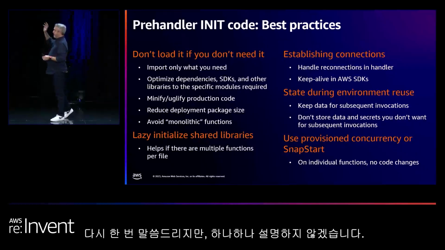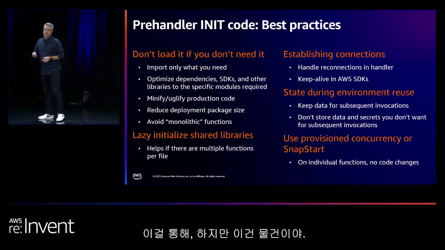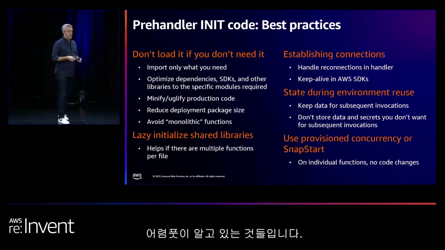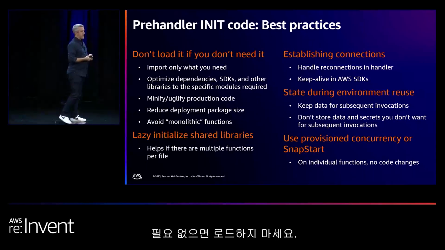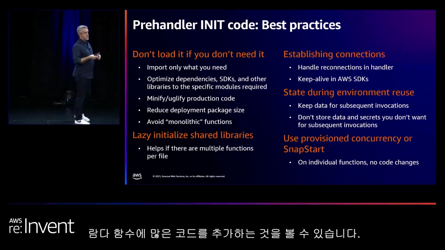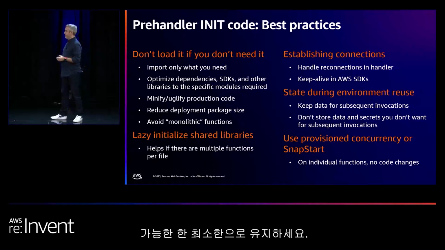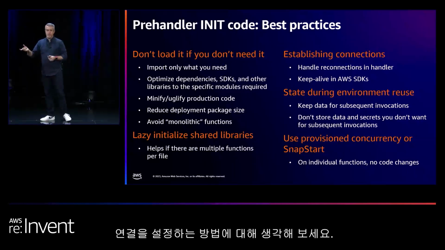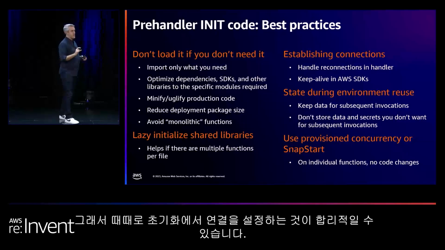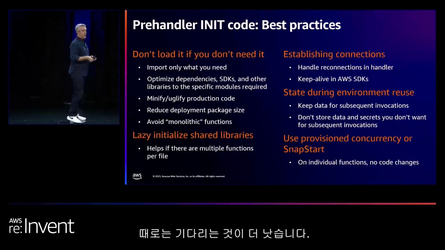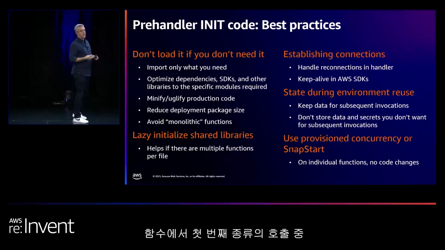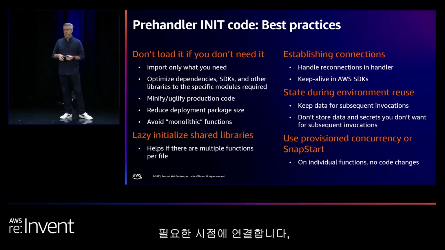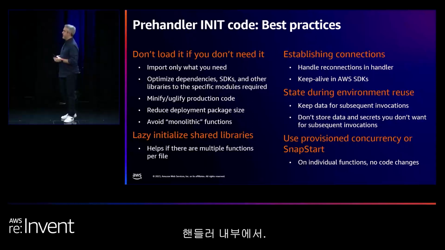Now, we've got a bunch of other guidance here for what to think about in that init pre-handler code. I'm not going to go bullet point by bullet point through this, but this is stuff that you want to loosely be aware of. Don't load it if you don't need it. We see lots of people bring lots of tools and things into their Lambda functions, lots of excess code. Try to keep that as minimal as you can. Try to lazy initialize shared libraries. Try to think about how you establish connections. Sometimes establishing connections in init makes sense. Sometimes you're better off waiting for the first invoke in your function and connecting at the time of need, and then also reestablishing connections inside your handler.